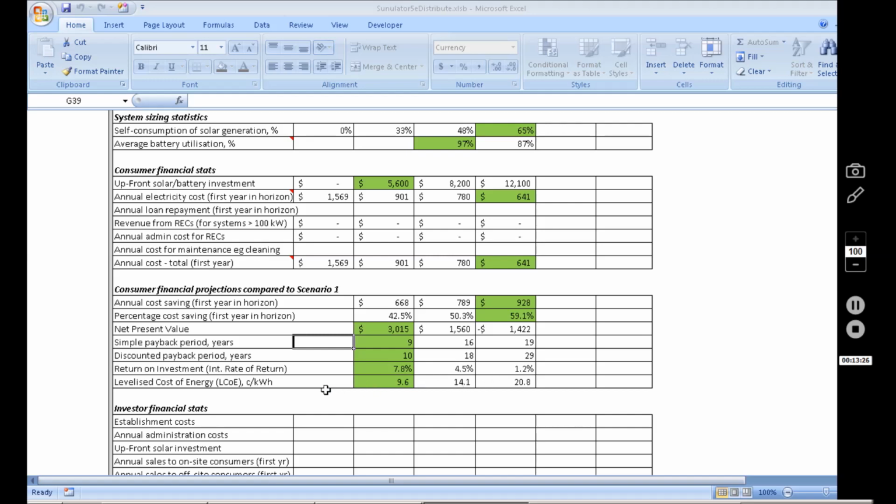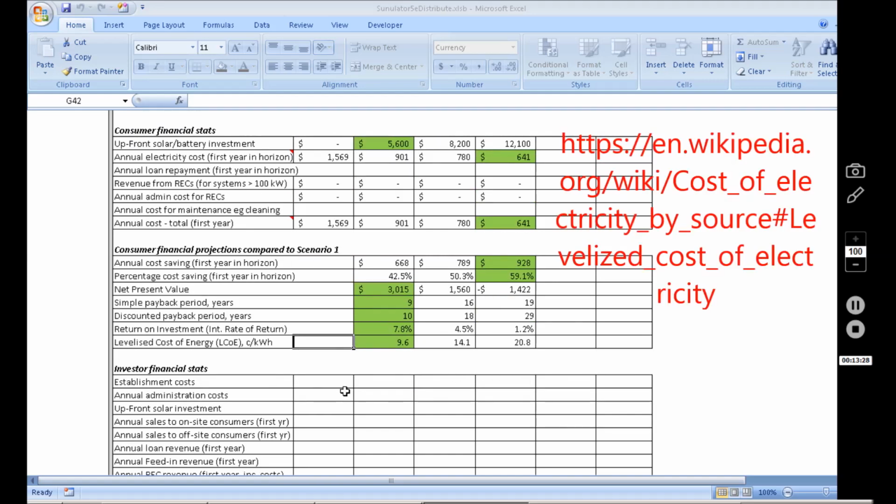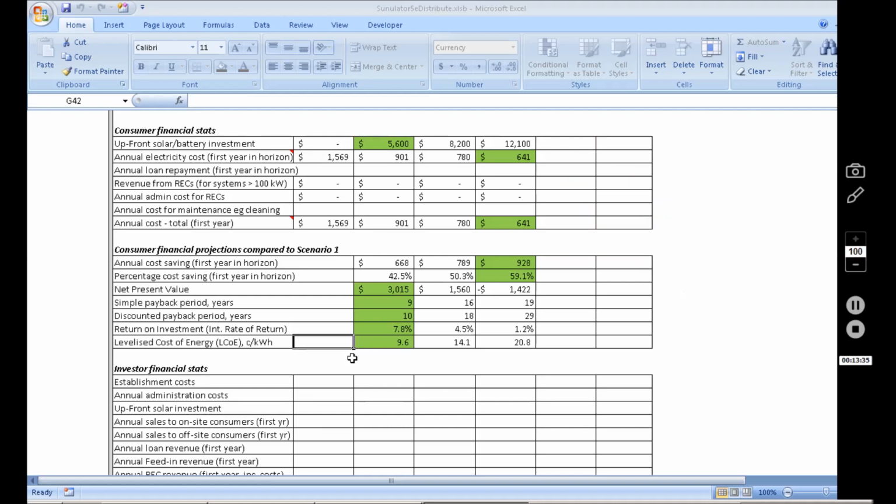Levelized cost of energy is a bit of a technical one. It's like an equivalent grid tariff that you're paying to get electricity out of your solar system. So it's typical in Australia, you might be paying between 20 to 30 cents per kilowatt hour to buy electricity off the grid, and we're getting cheaper electricity than that for our solar systems.